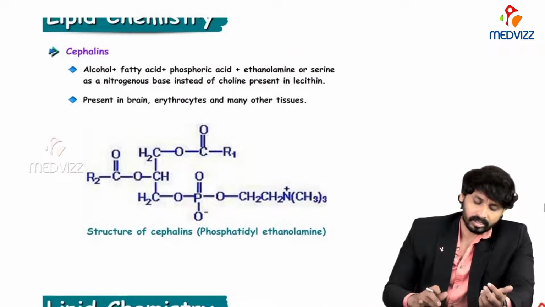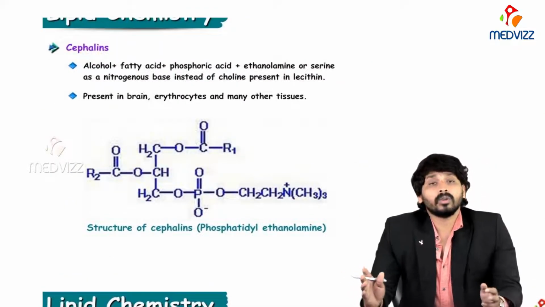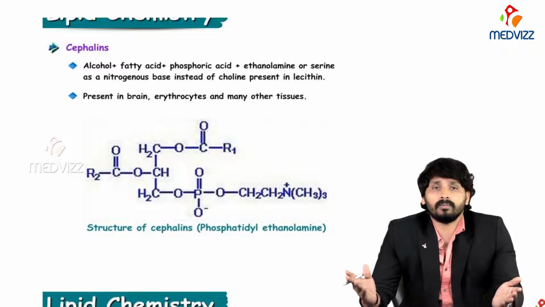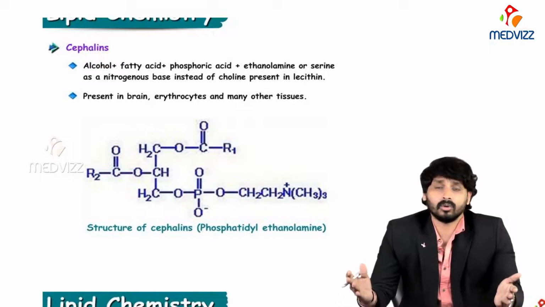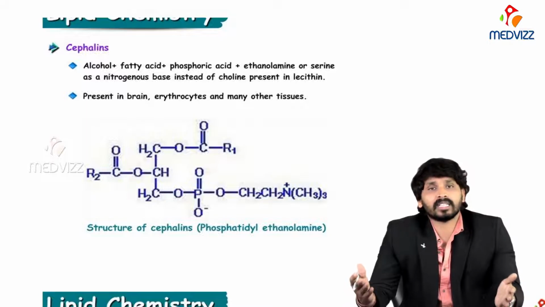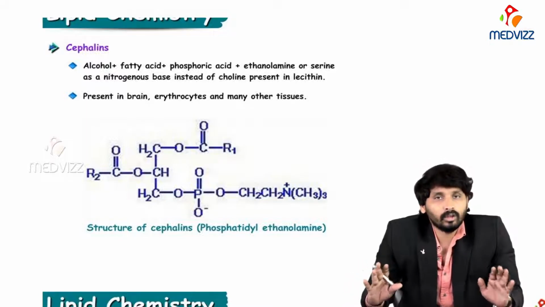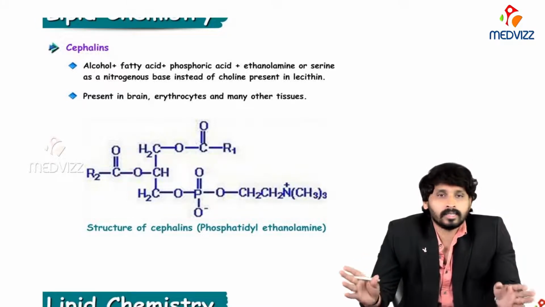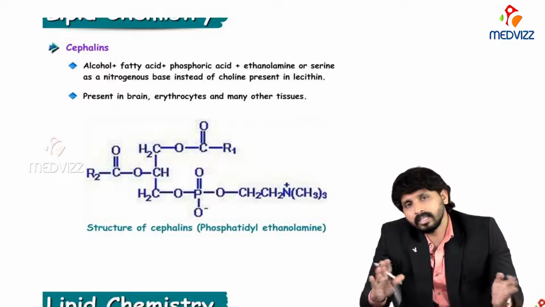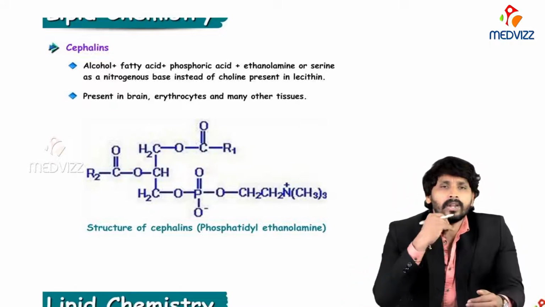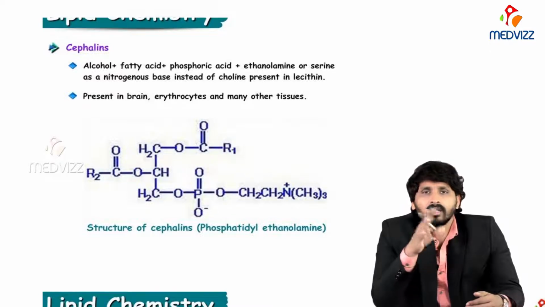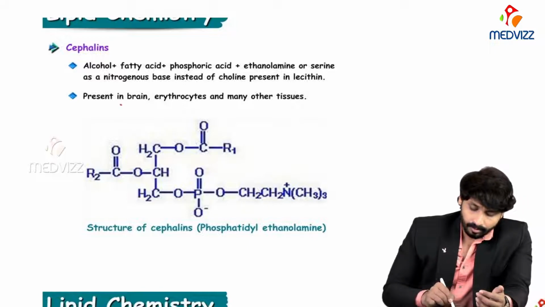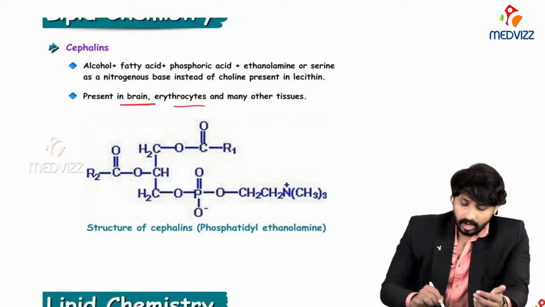Next, coming to cephalins. The composition of cephalin is alcohol, because we are talking about glycerophospholipids, so the standard alcohol is glycerol, and fatty acid plus phosphoric acid, and ethanolamine or serine. Serine means a separate amino acid is there. So the nitrogen base is provided by ethanolamine or serine. Where is it present? It is present in brain, erythrocytes and many other tissues.